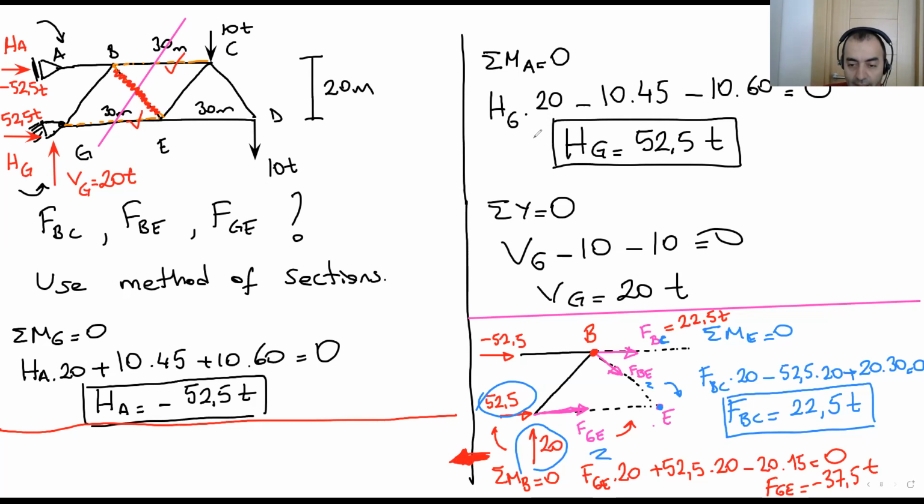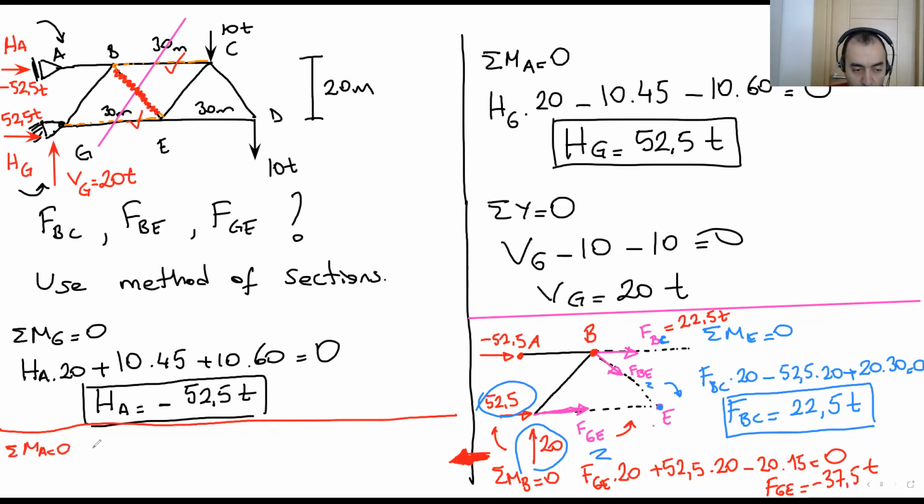Okay, let's calculate the total MA. Total MA. For example, the A is here. If I take a moment according to this point, okay, FBC has 0 moment, and FBE, we know FGE, there is no problem. Let's do it.